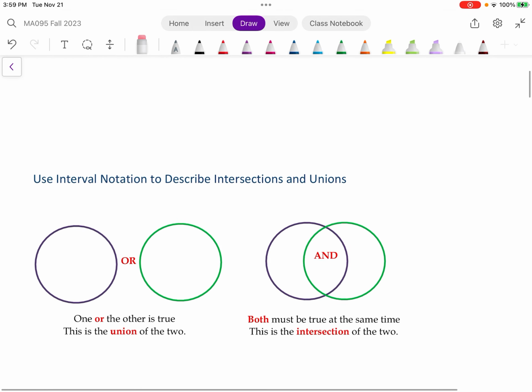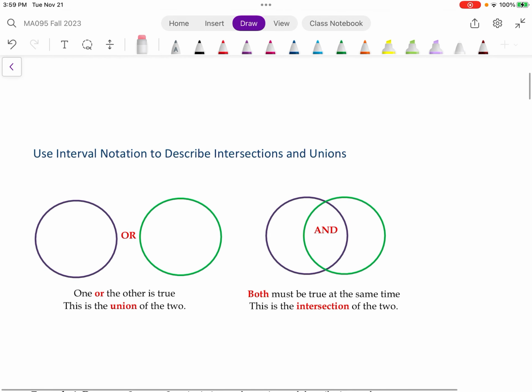All right, so we're going to start with talking about interval notation to describe intersections and unions. So just in general, there are two different words we're going to see when we deal with inequalities, the word or and the word and. Okay, so it's very, very different. So when we say or, we mean that one or the other could be true and it would make the statement true. So if I said, I will take the red dress or the purple dress, then either one would be okay, right? And it would be true if I got either one.